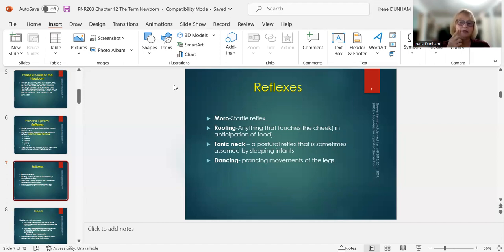Rooting: anything that touches the cheek, in anticipation of food, they're right there. It's called rooting. If you hold a baby like grandmas hold babies, just cuddling, and all of a sudden they're going to root. They think, okay, you're holding me this way, you've got some food. And then your next one is called a tonic neck. It's a postural reflex that is sometimes assumed by sleeping infants.